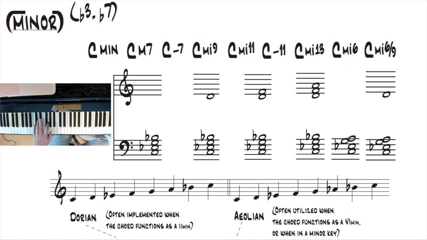Okay. Next, you see a C minor 6. Notice that's an A natural there, not an A flat. And then the 6-9. Okay. This 6 comes from the Dorian mode. And you can see here the Aeolian 1, 2, 3, 4, 5, 6 would be flat. That's our natural minor. But Dorian has 1, 2, 3, 4, 5, 6 is natural.